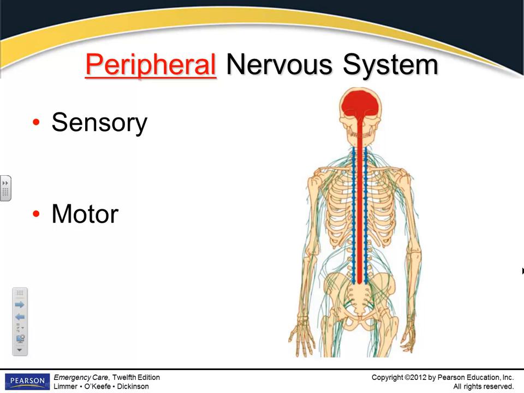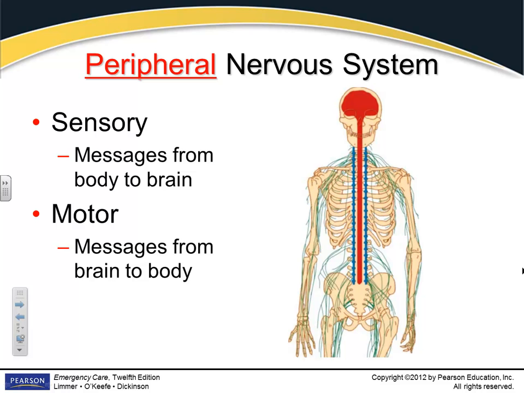So you can have a patient that has a spinal cord injury, but they may be able to feel something, they can't move it, or vice versa. You can have nerve damage where you can't feel it, but you can still move it. So they don't necessarily go hand in hand, in that if one is damaged, the other one is too. So we've got sensory and motor here. Sensory takes messages from the body to the brain. Motor nerves carry messages from the brain to the body.